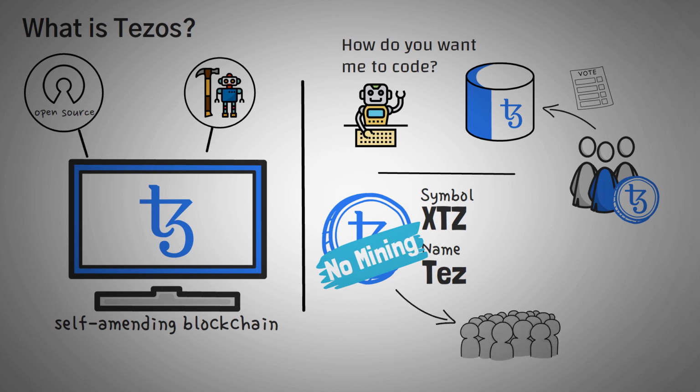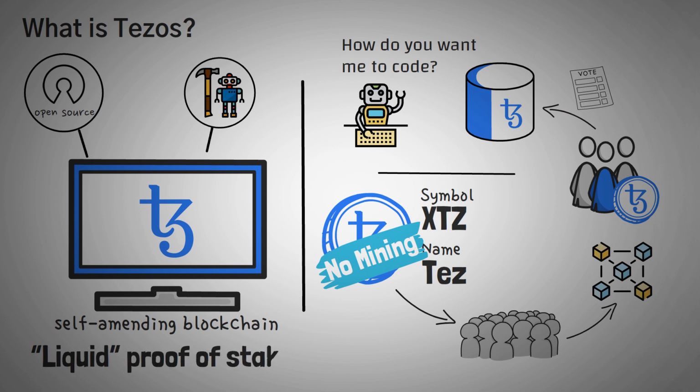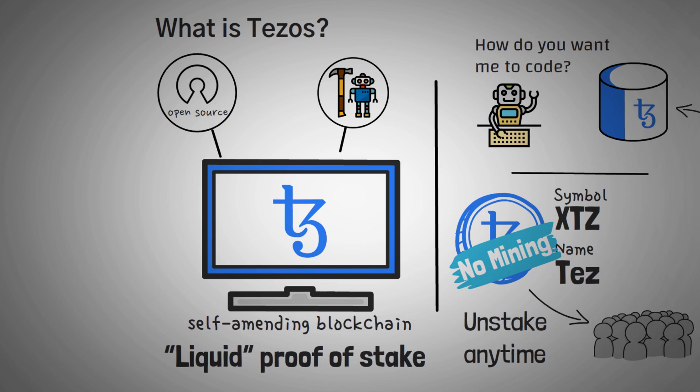Instead, token holders are rewarded for participating in the blockchain's proof-of-stake consensus method, which is a part of the reason why many say it's superior to Ethereum, or at least until Ethereum supposedly upgrades to 2.0. Oh, and by the way, if you stake Tezos, they use a liquid proof-of-stake method, meaning that you can unstake your tokens at any time, for any reason, with no lockup period. This is actually kind of unique to other staking methods.